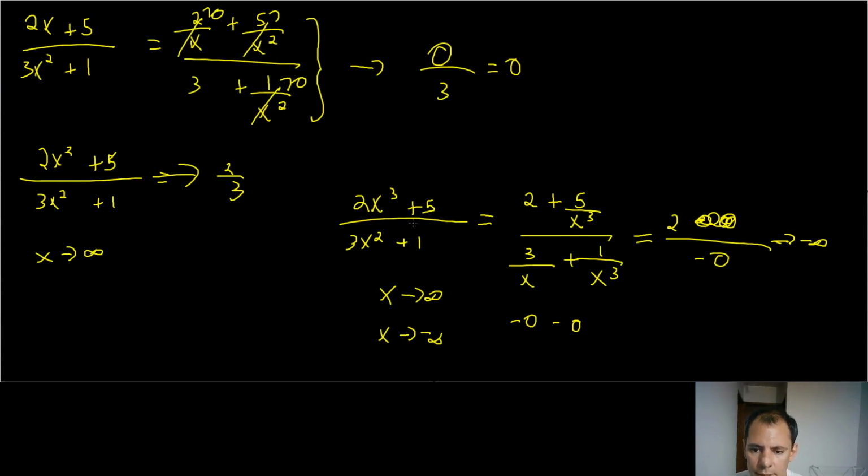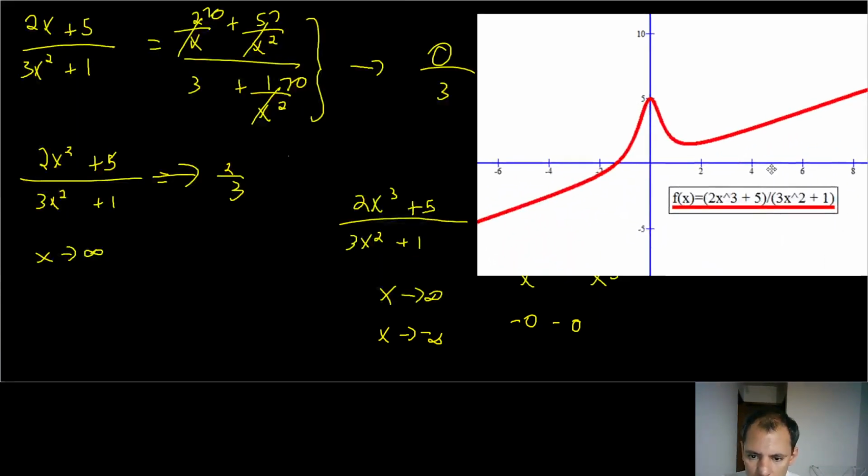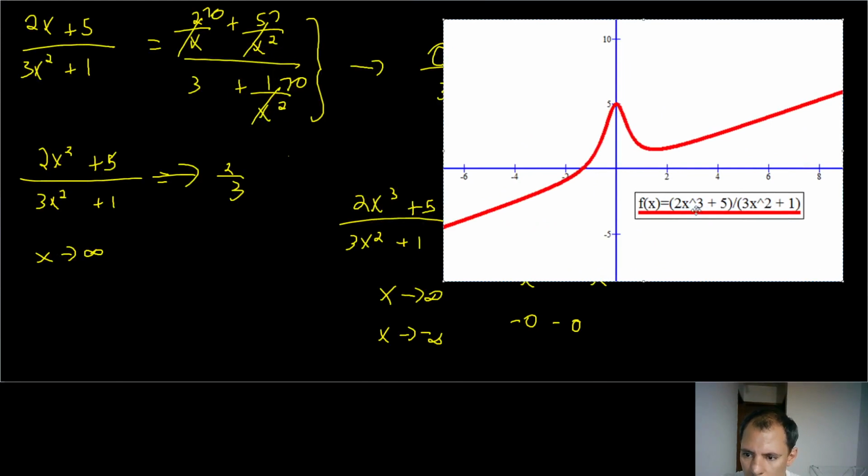I'm going to show you guys the graph of this function here: 2x cubed plus 5 divided by 3x squared plus 1. In fact, this doesn't come from the book. This is something that I used software to make. So you can see that as x approaches positive infinity, y approaches infinity. As x approaches negative infinity, y approaches negative infinity. So, yeah.